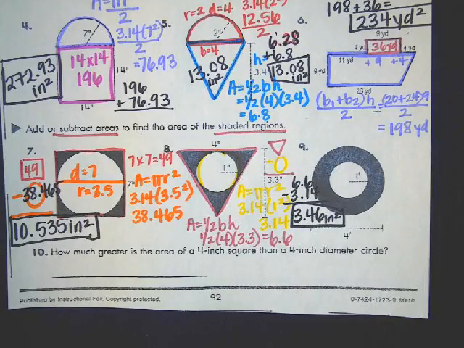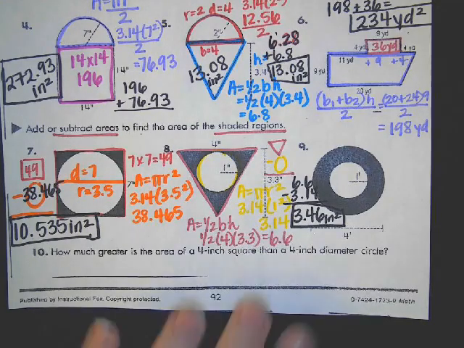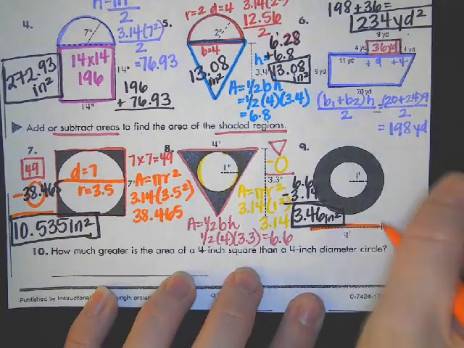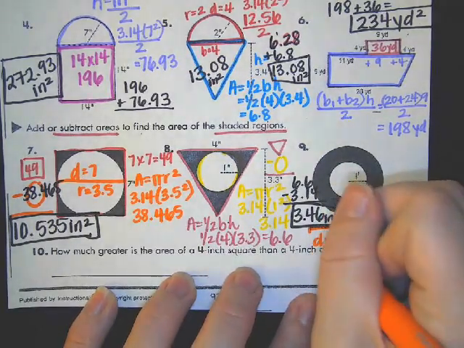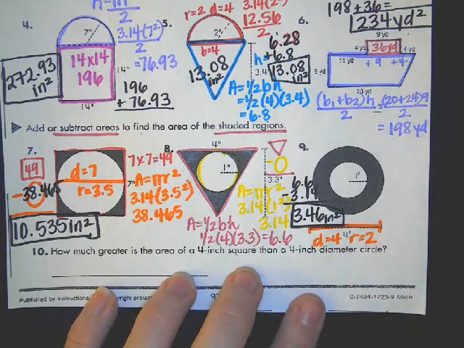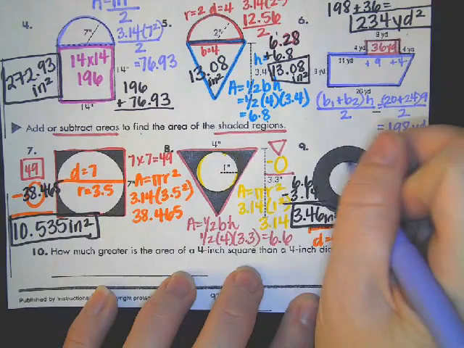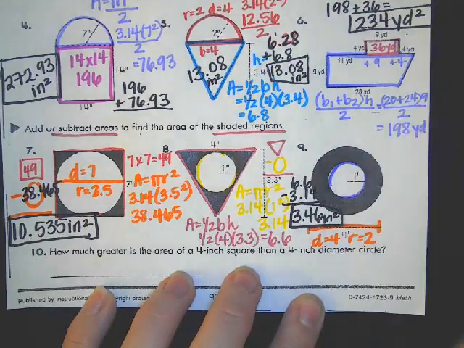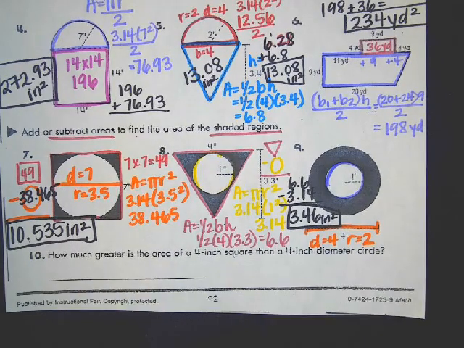Great job. Looking on to number 9, I have two circles. I want to be able to find the value of the shaded area. In order to do that, I need to take out the white circle. Looking at my circles, the bigger circle has a diameter of 4. If the diameter is 4, then I know the radius equals 2. Looking at my inner circle, the inner circle has a radius of 1. Let's go ahead and find the area of these two shapes.